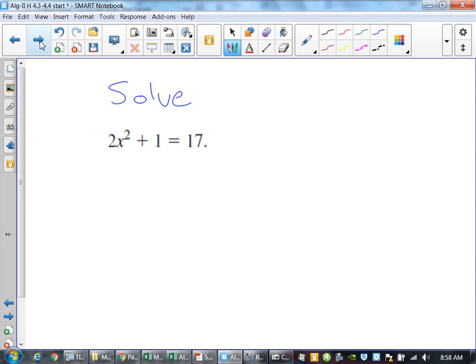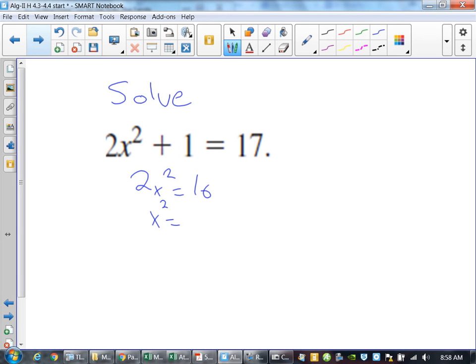Okay? So what this little practice is going to allow us to do is to solve a very basic equation like this. When I see something like this, the quickest, easiest route to solve is just to get x by itself. Subtract 1, divide by 2. So 2x squared is 16. X squared is 8.